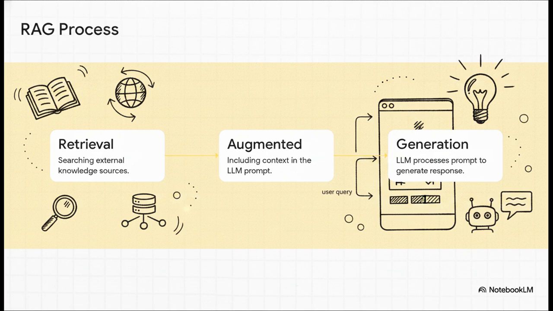Step 2 is the A, augmented. The system takes that user's query along with a few instructions and packs that retrieved factual context right into the prompt. It literally augments the question with the exact facts needed to answer it. And finally, step 3 is the G, generation. The generator LLM processes that highly detailed, fact-packed prompt to generate a final response. It's essentially reading the context you just handed it and giving you a coherent, perfectly tailored answer.